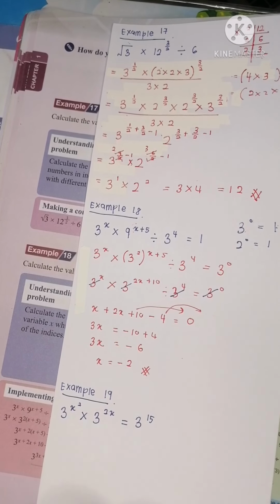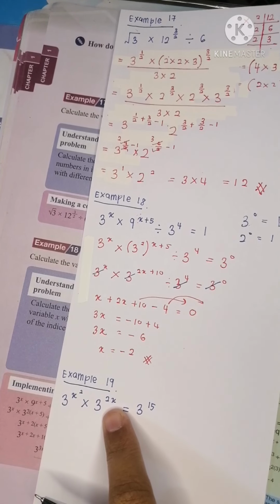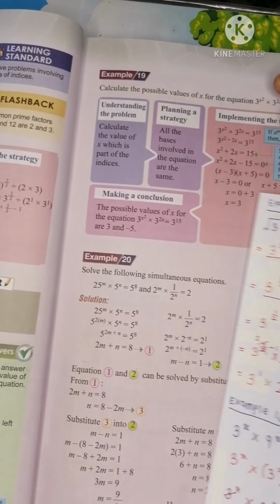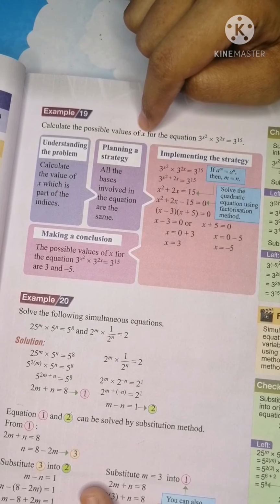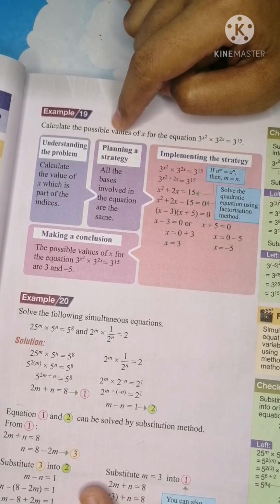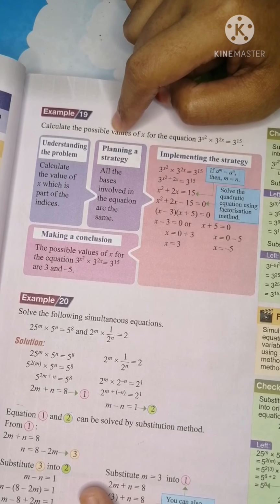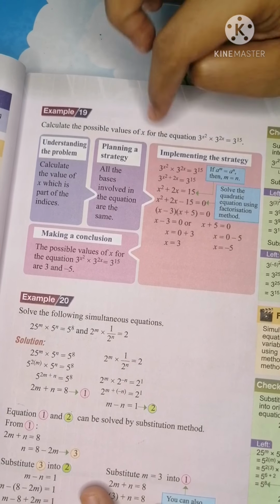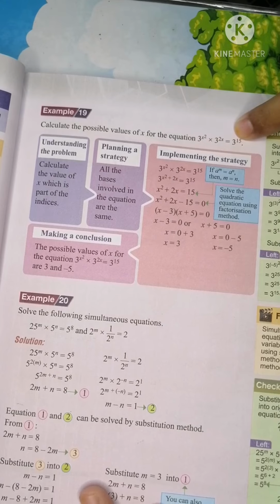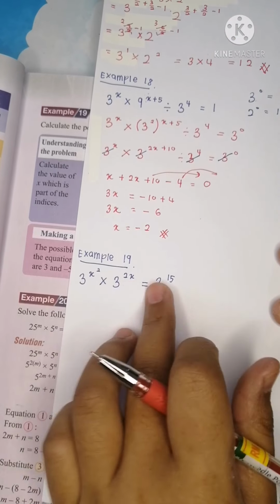Next is example 19. This is the question: calculate the possible values of x. What does it mean by possible values of x? It means that the equation will have more than one value of x. So this is the equation given.